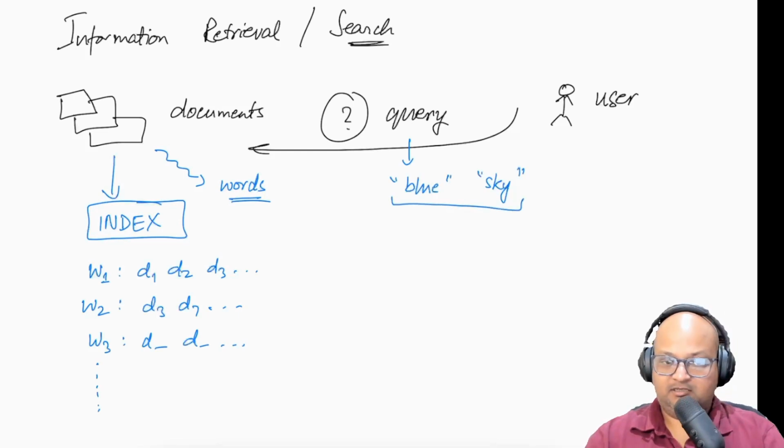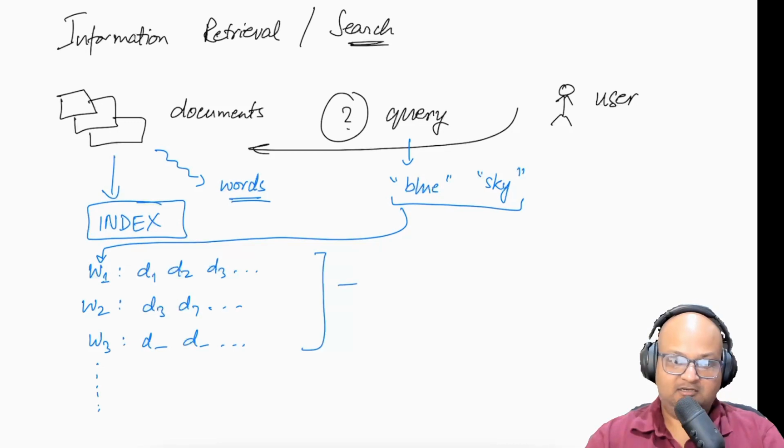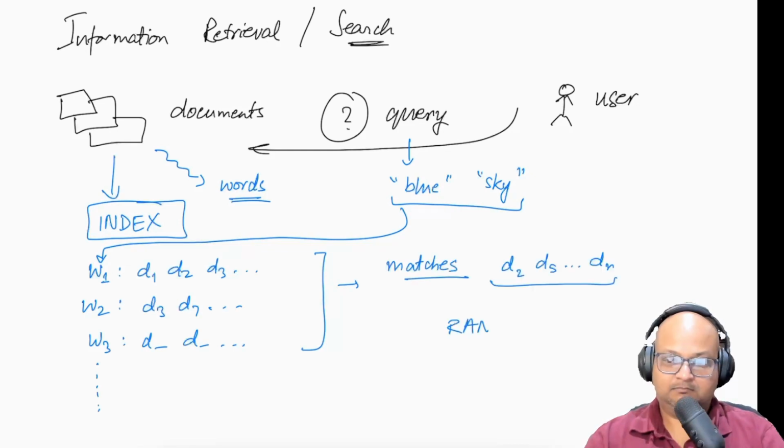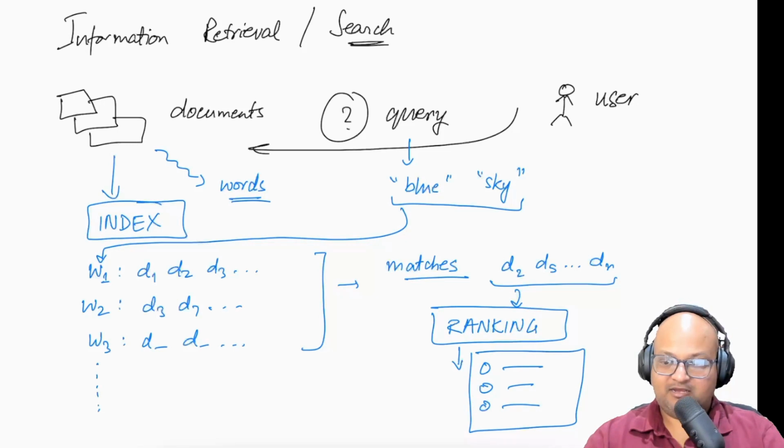Now, say the user's query consists of these two keywords, blue and sky. You go look up the index for the word blue and the word sky, and that will give you back a list of matching documents. And then once you have all these matches, you put them through some kind of a ranking mechanism. In the case of the web, the famous one is PageRank. And then you rank all these matches and you present to the user your results page.